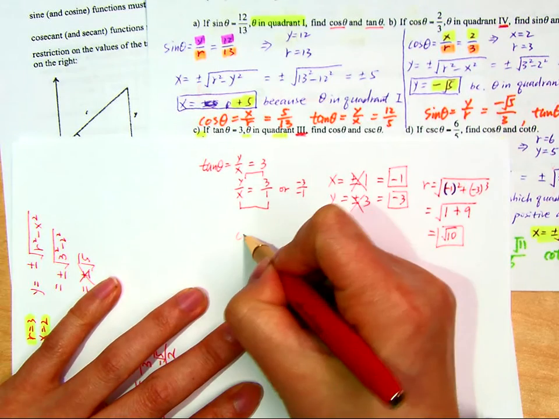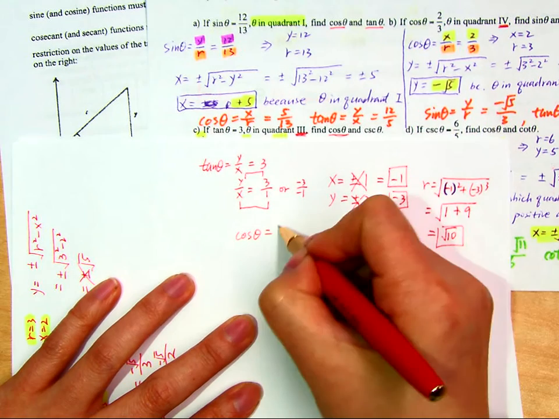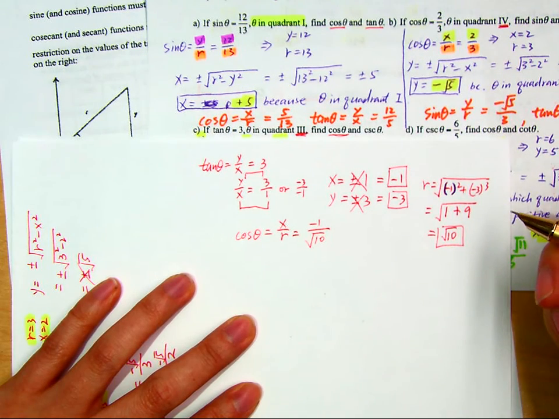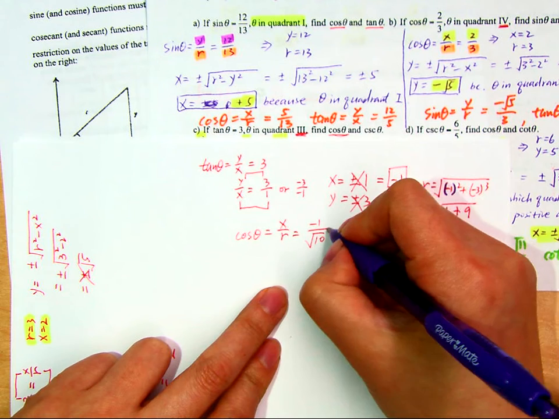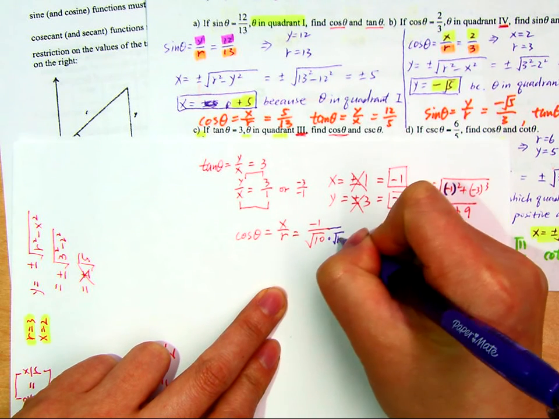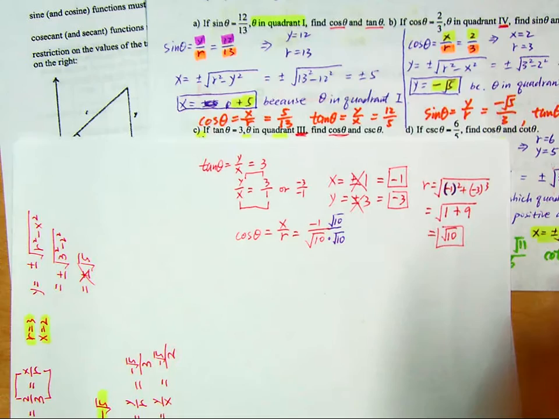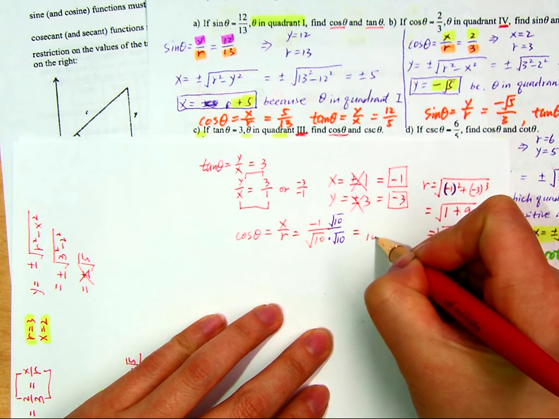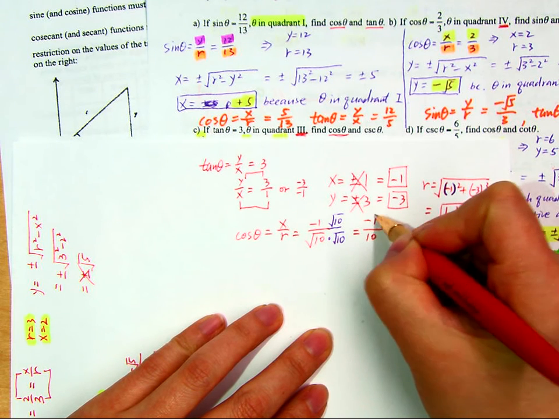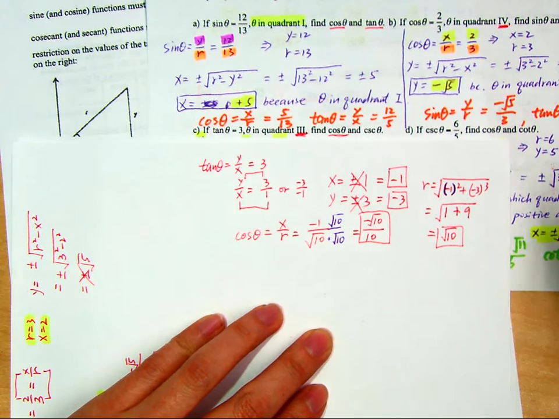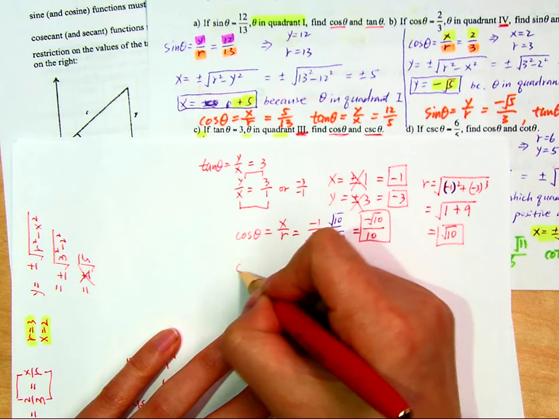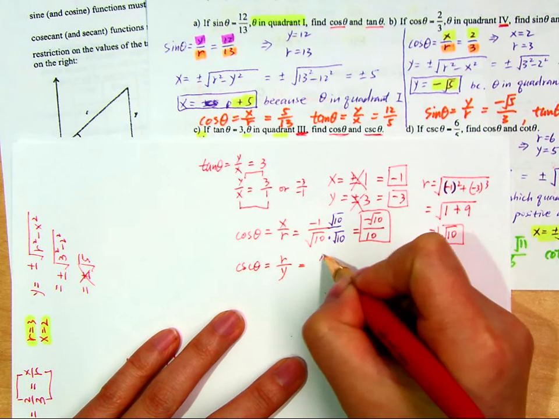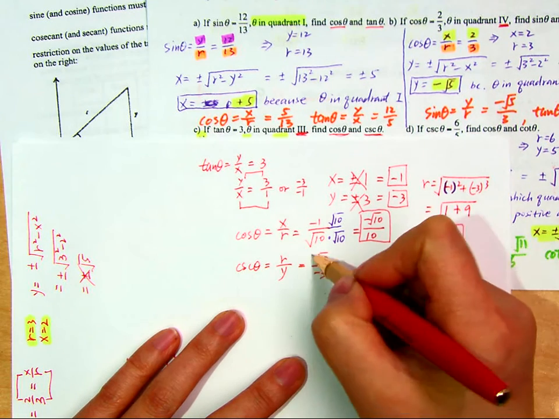Then we can find cosine theta. It's x over r. So x is negative 1, r is radical 10. We don't want the square root on the bottom, so when we simplify, we multiply radical 10 on the bottom and the top. Radical 10 times radical 10 would be radical 100, which is 10, no radical anymore. And the top would be negative radical 10. That would be the answer without the square root on the bottom. And for the cosecant, it's r over y. So you just put r on the top and y on the bottom, and that will be the answer.